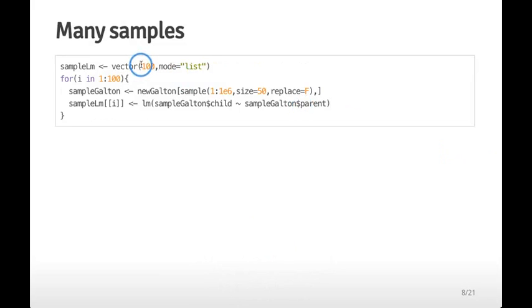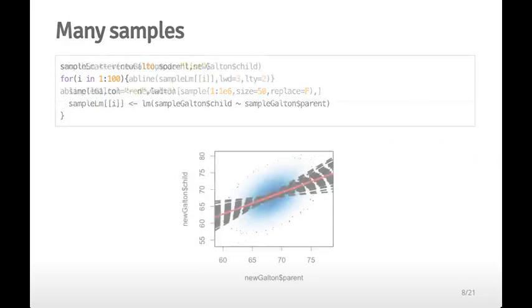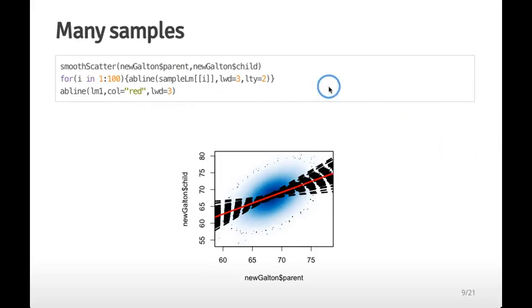And so what you can do is actually do this lots and lots of times. So now I've generated 100 different subsamples. Each time I go back to this big population of 1 million families, and I take a sample of, say, 50 families, and I fit a linear model, and I save that linear model into a list. So I'm saving each new linear model into one element of this list.